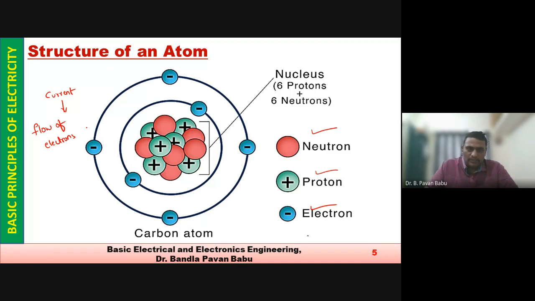So what about the remaining things? Why do we need to study neutrons and protons? This picture indicates that here we have written positive and here we have written negative. These are the positively charged particles, these are the negatively charged particles, and these are uncharged particles. It doesn't have any kind of charge, whether positive or negative, so it is called a neutron. These particles are called subatomic particles, all these three.